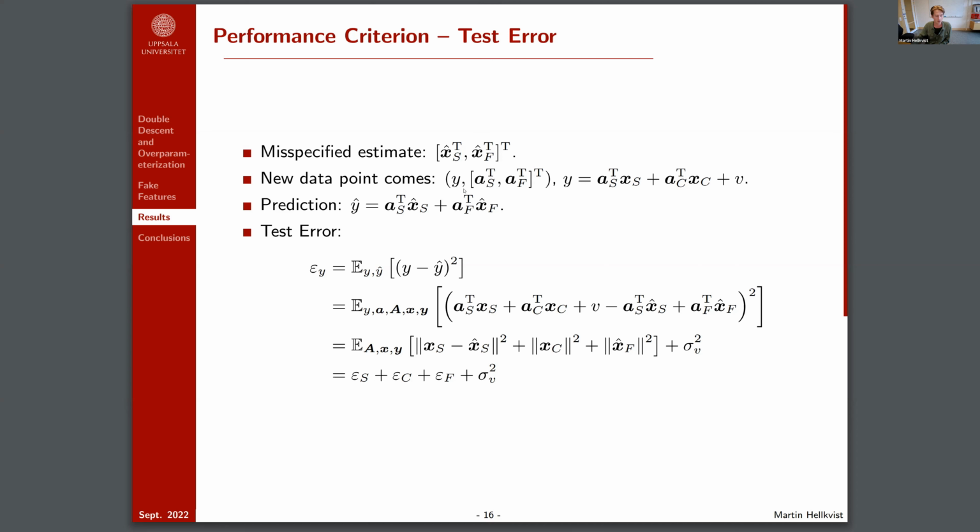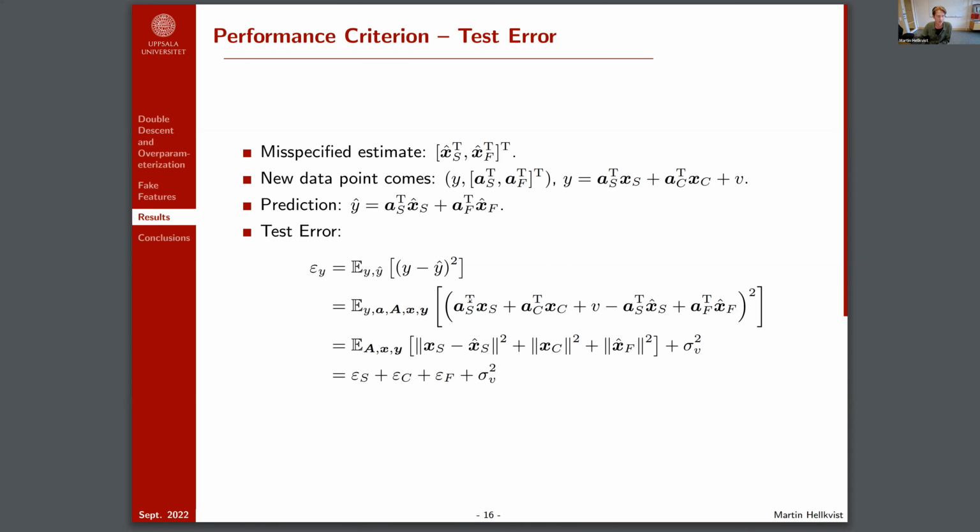So a new data point comes according to the true underlying system, because that is still what is generating the data. So we get Y as AS XS plus AC XC plus some measurement noise. And then when we make a prediction, we use our misspecified estimate, right? So then we get a Y hat, prediction of Y, as AS XS hat, AF XF hat. And then we formulate the test error epsilon Y here as the output MSE. So you see Y minus Y hat squared. We take the expectation over all the random components.